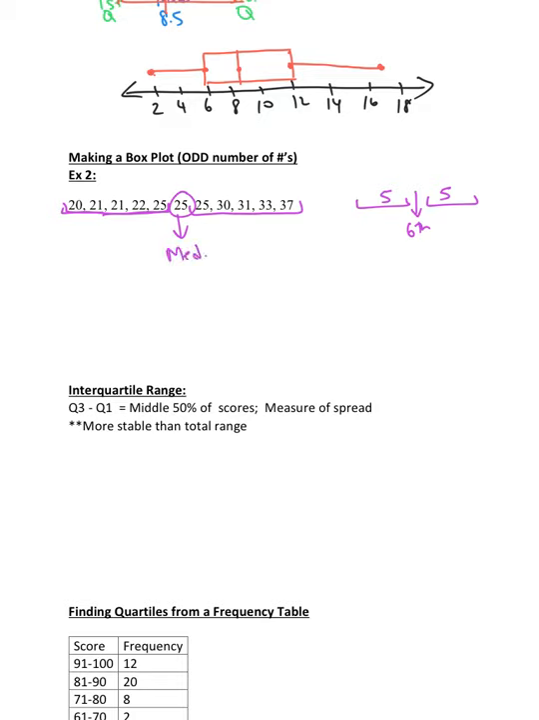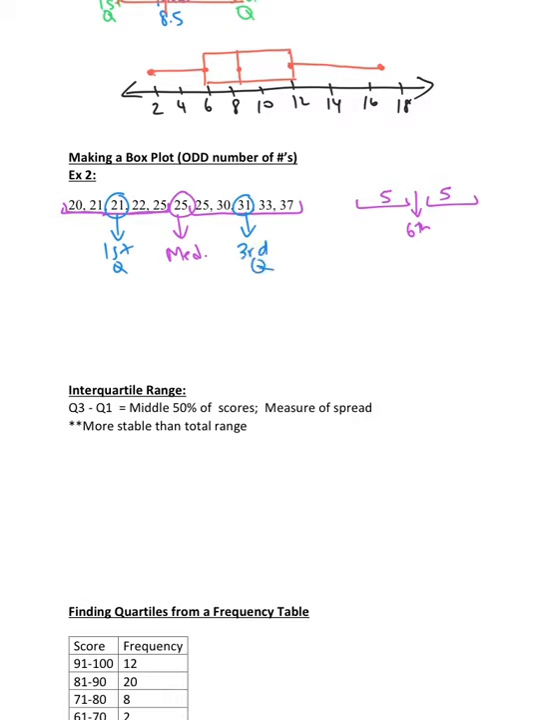Now I'm going to find the middle of the lower half to get the first quartile. So there are 5 numbers, so there will be a single number in the middle again. It'll be the 3rd number. This represents my first quartile. And then the middle of the upper half will be my 3rd quartile. So it'll be the 3rd number in that group. That'll be the 3rd quartile.